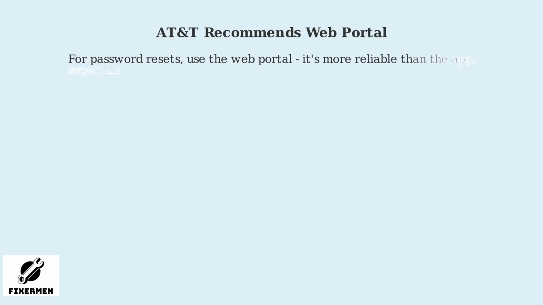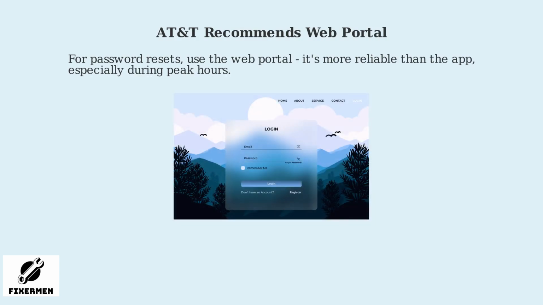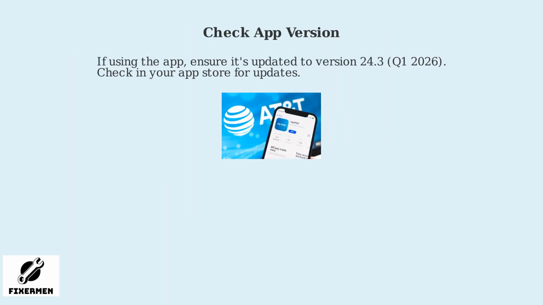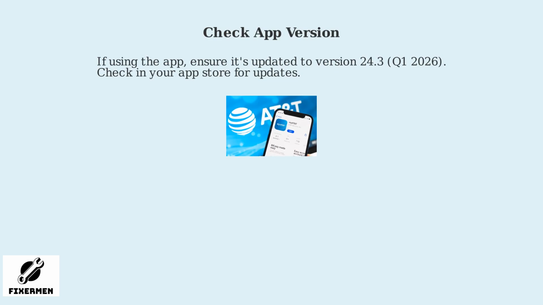AT&T recommends using the web portal for password resets because it's generally more reliable than the mobile app, particularly during busy peak hours when app servers may experience higher traffic and potential glitches. If you prefer to use the My AT&T app for password resets, first make sure the app is updated to the latest version, which is 24.3 as of Q1 2026. You can check for updates in your device's app store.